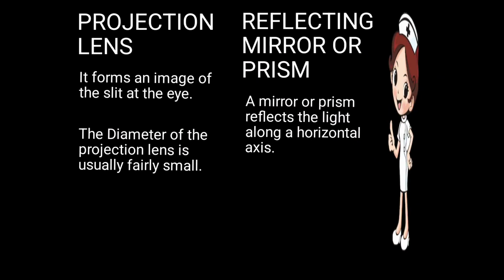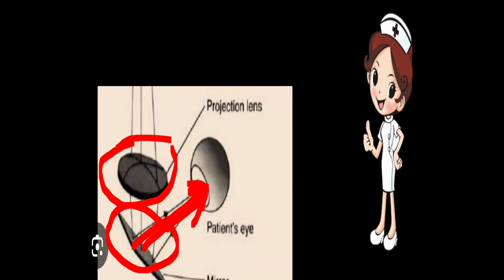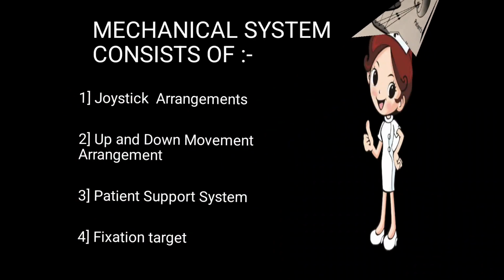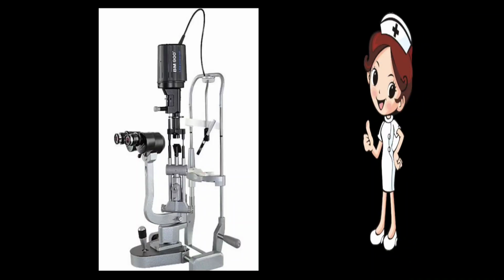Okay, so reflecting mirror or the prism. A prism or the mirror reflects the light along a horizontal axis. Okay, so that we can perceive a clear image of the patient. Next one is mechanical system. Now the mechanical system consists of the joystick arrangement, up and down movement arrangement, patient support system, and the fixation target. Okay, so let's see. This one is the slit lamp.